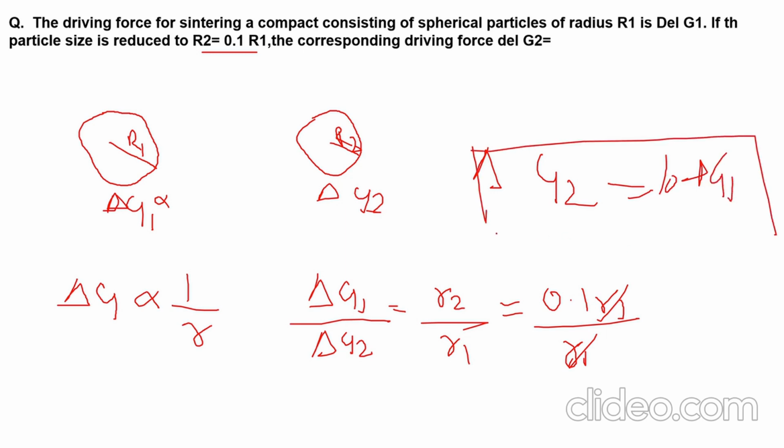So your delta G2 is actually 10 times whatever the value of your delta G1 is. It is 10 times higher than your first delta G1 if you reduce the particle size by 10 times. If you reduce the size of the particle by 10 times, your driving force will increase by 10 times. So the lower the particle size, the larger the driving force. So I think that is all for today.